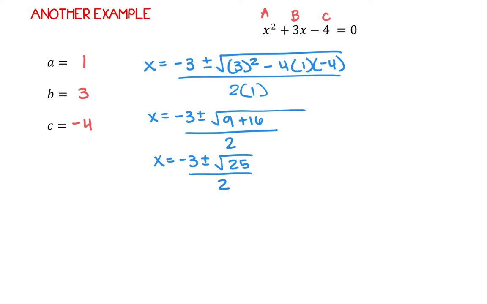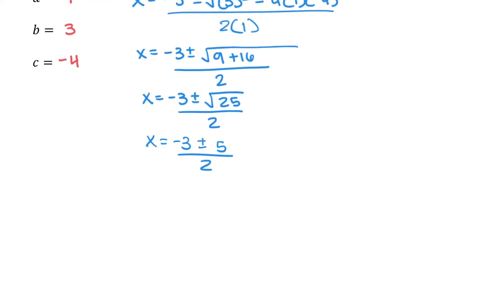Okay, now I'm going to take the square root of 25, so that gives me x equals negative 3 plus or minus the square root of 25 is 5, all over 2. All right, now I'm going to break that up into two separate equations. So I'll have x equals negative 3 plus 5 over 2. And then I'll have x equals negative 3 minus 5 over 2.